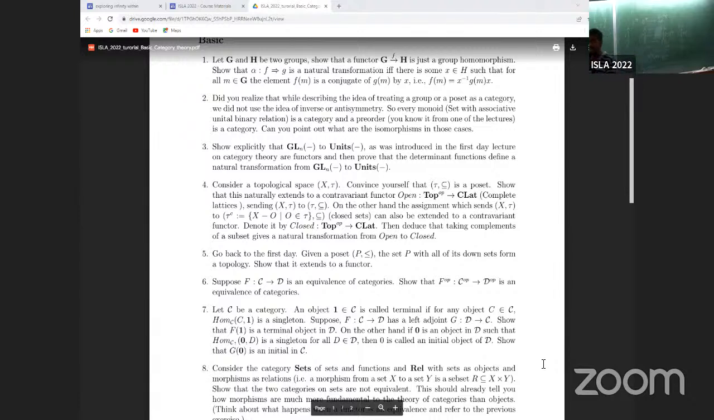If you still don't get it, then you have to revise your definition of a dual category. I got it now, sir. Okay.